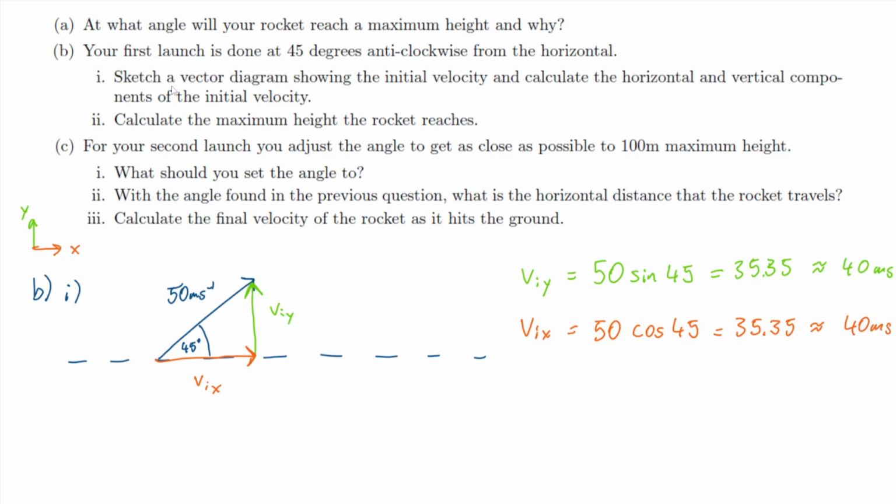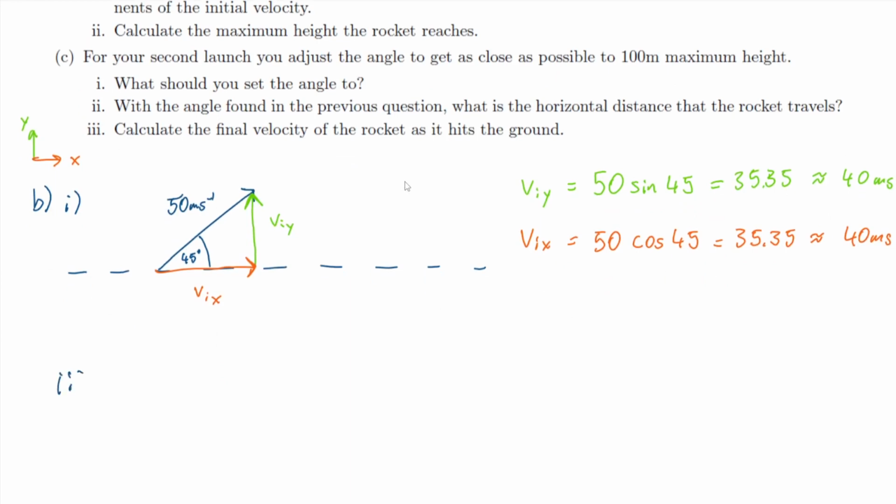Alright, so we have sketched a vector diagram showing the initial velocity and its horizontal and vertical components, the red and the green. We then worked out the values of those components by using sine and cos, our SOHCAHTOA. And so now we can use that information to calculate its maximum height. So will the horizontal velocity, the red one, Vix, influence the height at all? No, right?